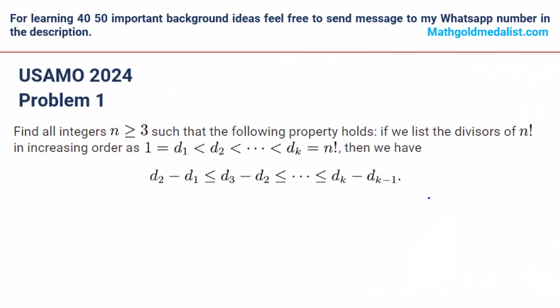USAMO 2024 problem 1. Find all integers n greater than or equal to 3 such that the following property holds. If you list the divisors of n factorial in increasing order as 1 = d1 < d2 < ... < dk = n factorial, then we have d2 - d1 ≤ d3 - d2 ≤ ... ≤ dk - d(k-1).